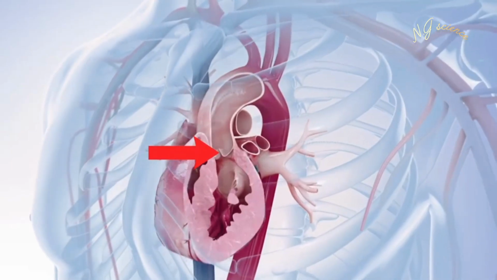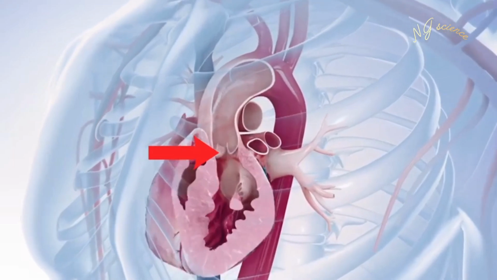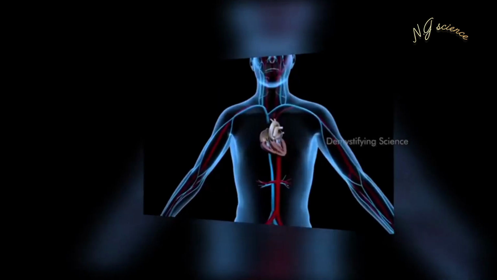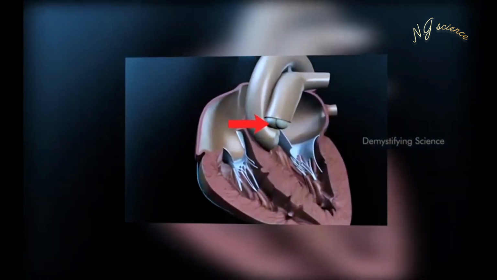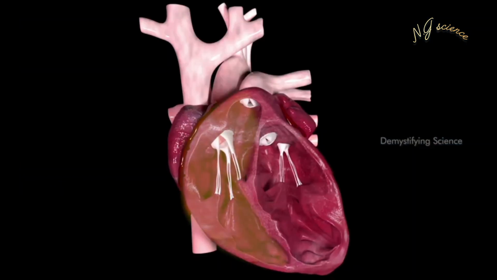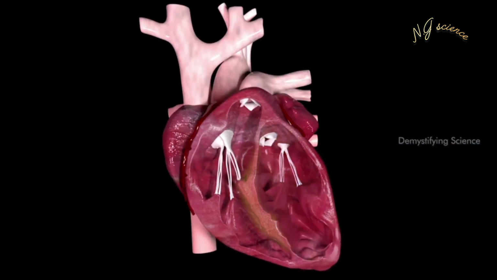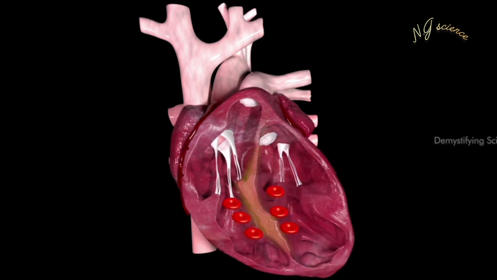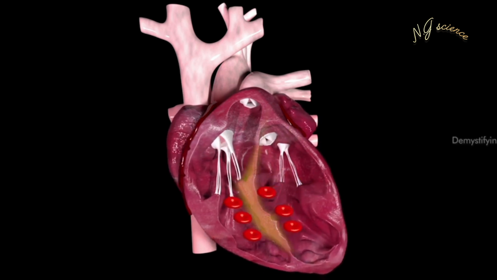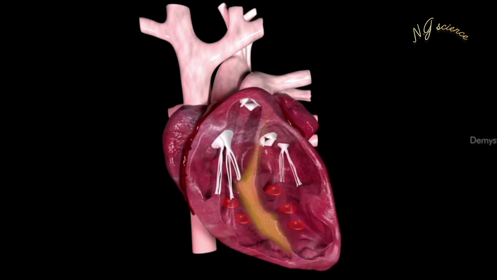The semilunar valves stop the backflow of blood into the heart. There is a semilunar valve where the aorta leaves the left ventricle, and another valve where the pulmonary artery leaves the right ventricle. The right and left hand side of the heart is separated by muscular wall called septum. The septum prevents the mixing of oxygenated and deoxygenated blood.